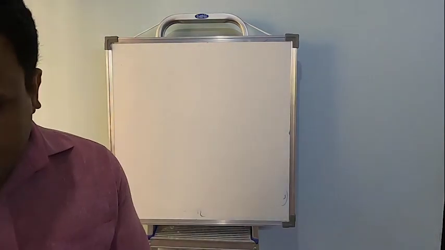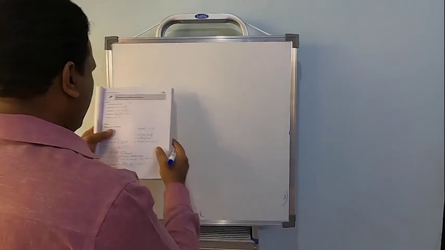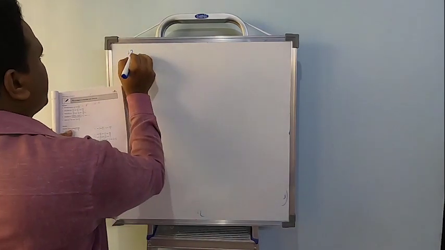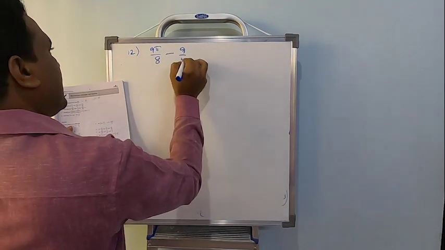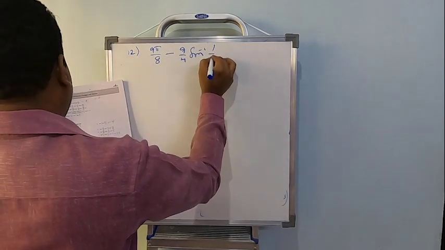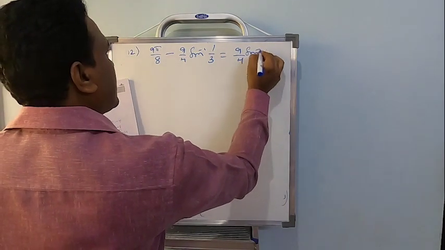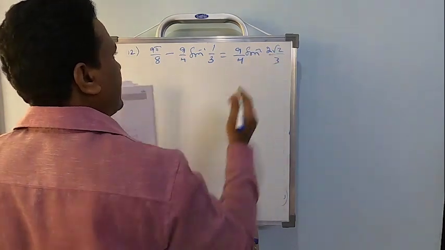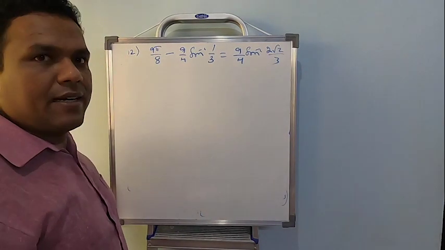Now let's go for the next. In the 12th one, we have 9 pi by 8 minus 9 by 4 sin inverse 1 by 3. I should prove it as 9 by 4 sin inverse 2 root 2 by 3. Prove that problem it is. So start from the left hand side and get the right side.